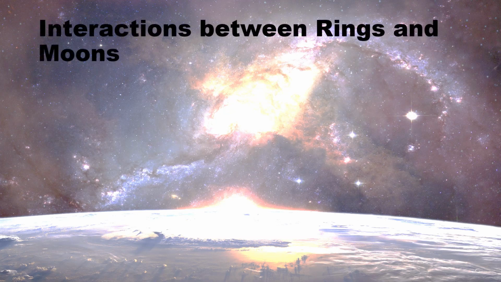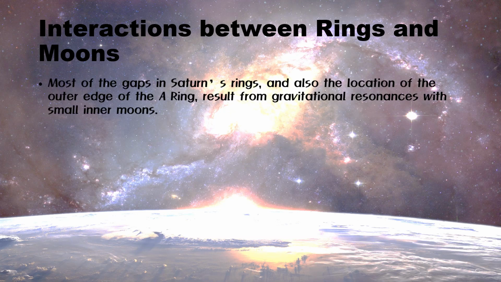So let's put a pause on this and start talking about the interactions between rings and moons, because you remember a lot of the giants also have a very large moon system. And so when you have something like moon systems that are in play, how does it affect these rings that are orbiting the planets? Well, most of the gaps in Saturn's rings, and also the location of the outer edge of the A ring, result from the gravitational resonances with these small inner moons.